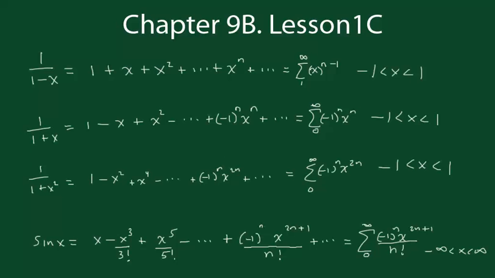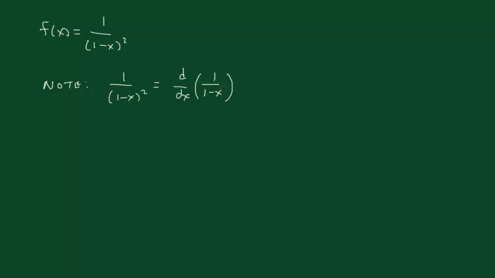Okay, let's move on. In this first example, we're going to look at f of x equals 1 over the quantity 1 minus x squared, and we're going to come up with a power series. The idea here is we're going to manipulate one that we know, so I'm going to make a note down here. My note is, you may not recognize this, but with some practice you will, that this is actually the derivative of this other function, which we already know.